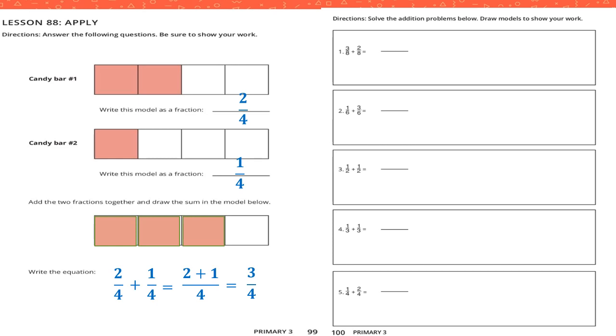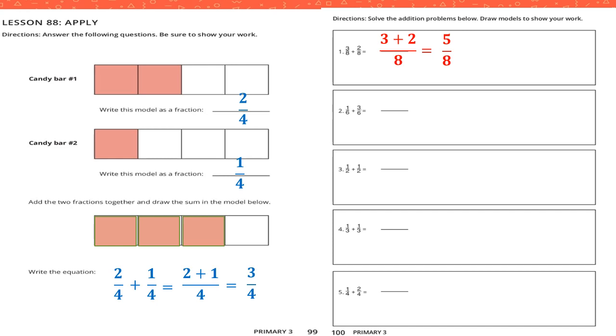The next page, number 1. 3 over 8 plus 2 over 8. What do you observe here? We have same denominators. So, remember the 2 steps we said before to add 2 fractions. Step number 1, put the denominator as it is. Step number 2, add the numerators together. 3 plus 2 equals 5. And the denominator, no change, put it as it is, 8. So, the final result will be 5 over 8.